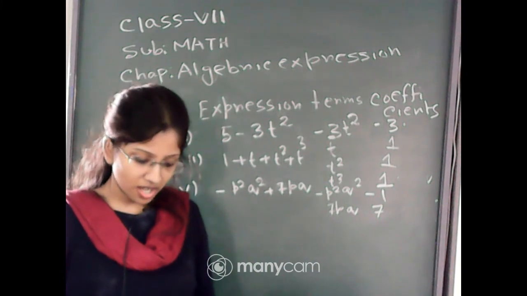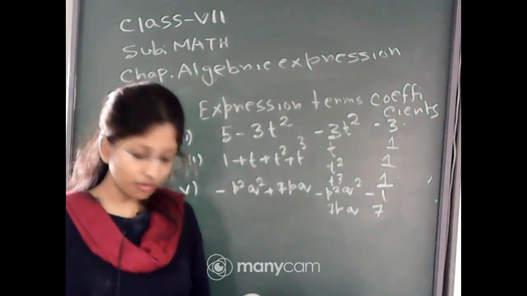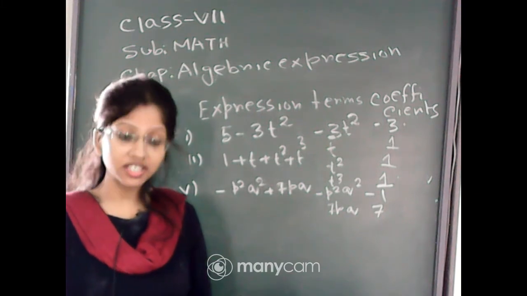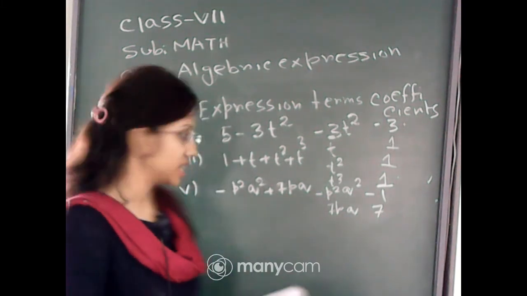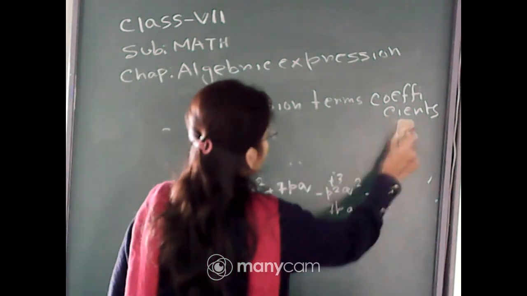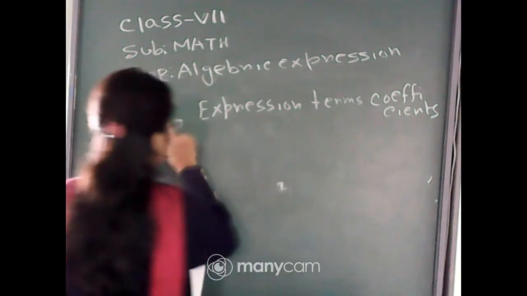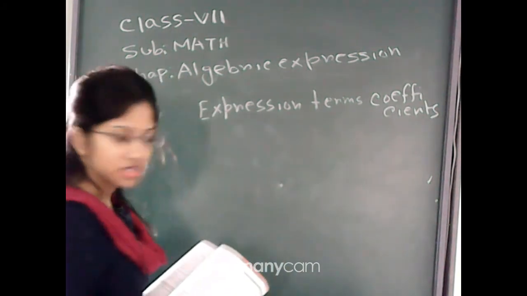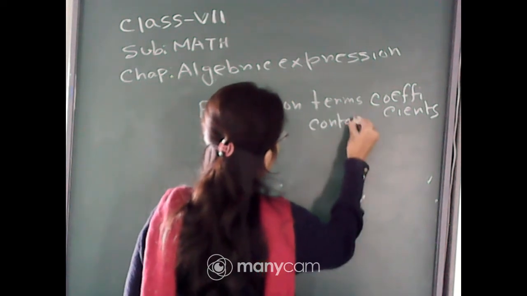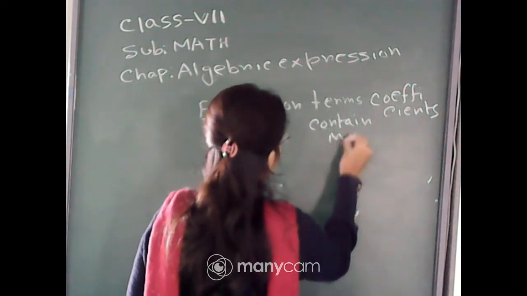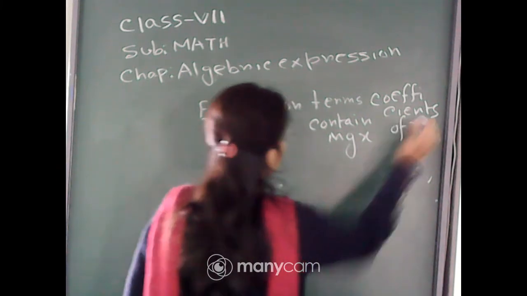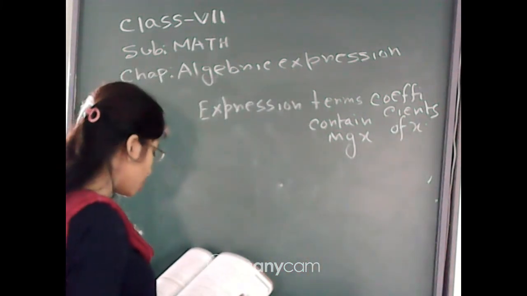Okay. Next, question number 4. Identify the terms which contain x and give the coefficient of x. Terms containing x, and the third column will be the coefficient of x.